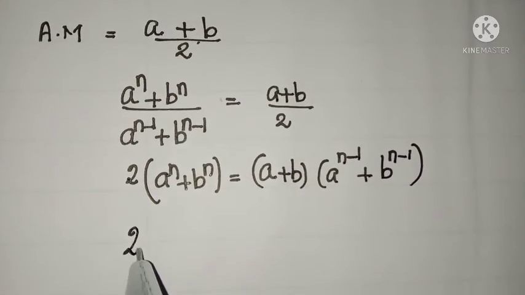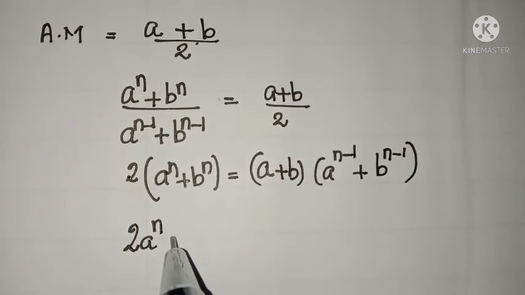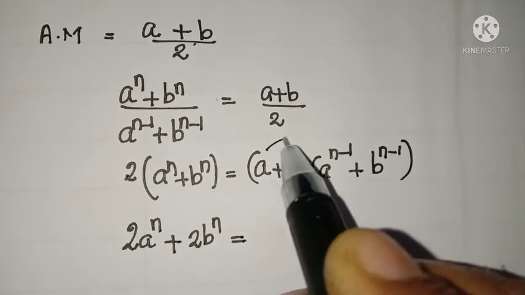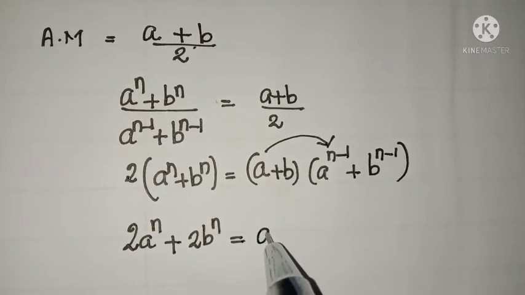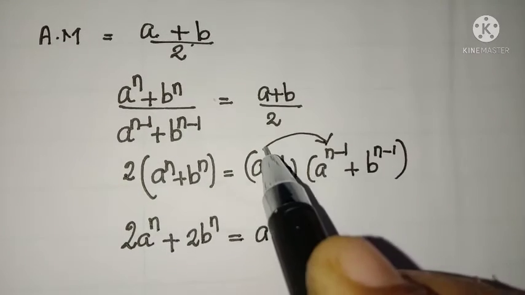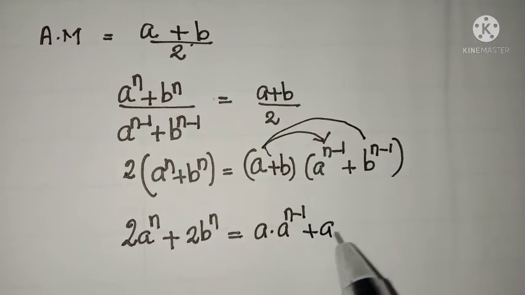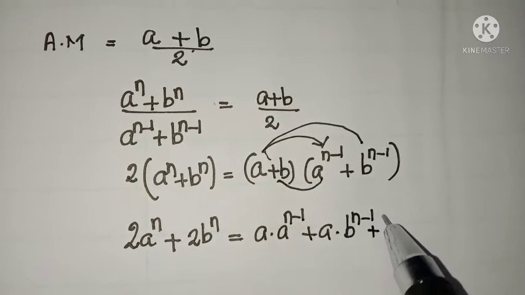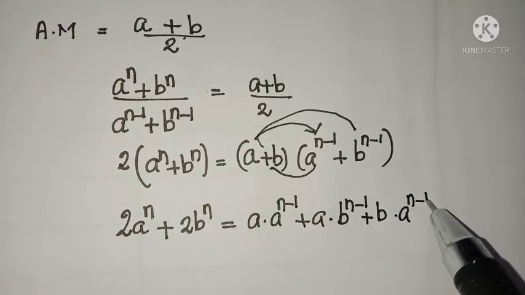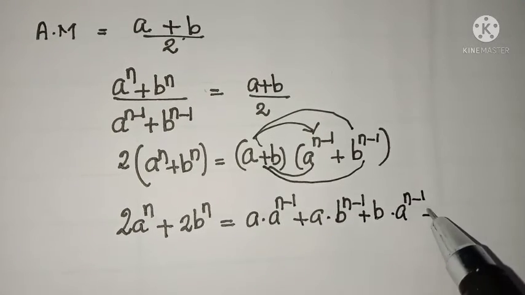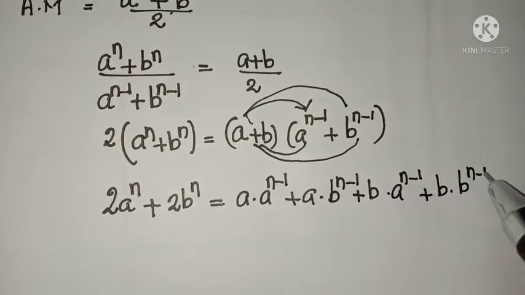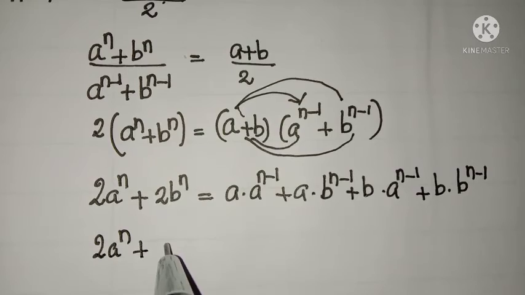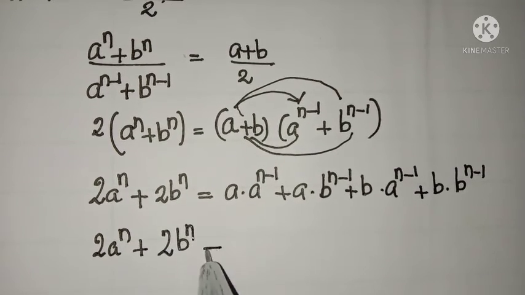2 into a raised to n, 2a raised to n. 2 into b raised to n, 2b raised to n, equal to term by term multiplication: a into a raised to n minus 1 plus a into b raised to n minus 1 plus b into a raised to n minus 1 plus b into b raised to n minus 1. Okay. Left side as such, 2a raised to n plus 2b raised to n.